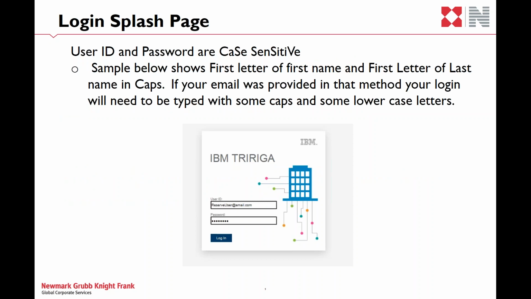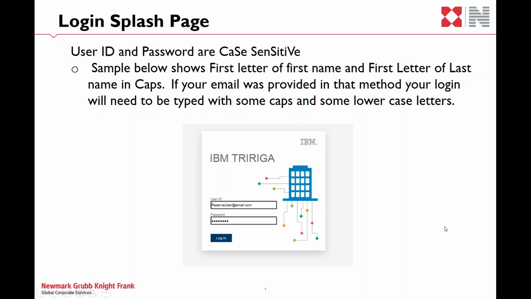One of the most important things that you'll need to know is your user ID and password are case sensitive. Here's a sample of a case sensitive username, capital R and capital U on reserveuser@email.com. If the R and the U are not capitalized, the login method will fail every time. You will know what your login is and the case sensitivity of it once you receive an email. Remember, if some of them have caps, you will always need to keep it as a cap.